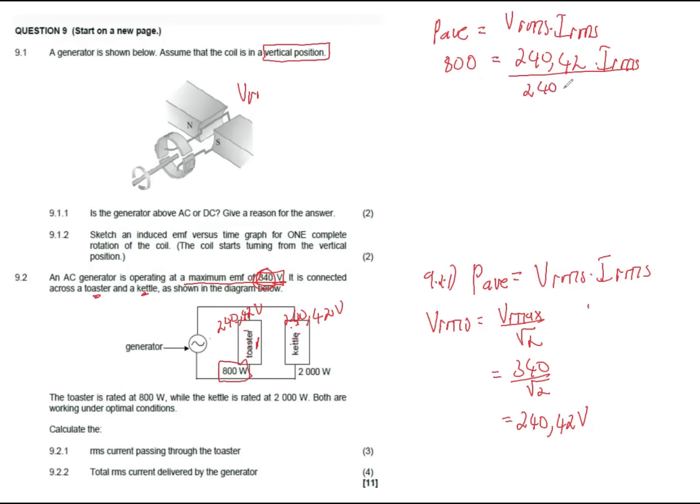Then divide both sides by 240.42. Then our IRMS now is going to be what? 800 divided by 240.42. That's 3.33 amperes. Hallelujah. Okay, yes.